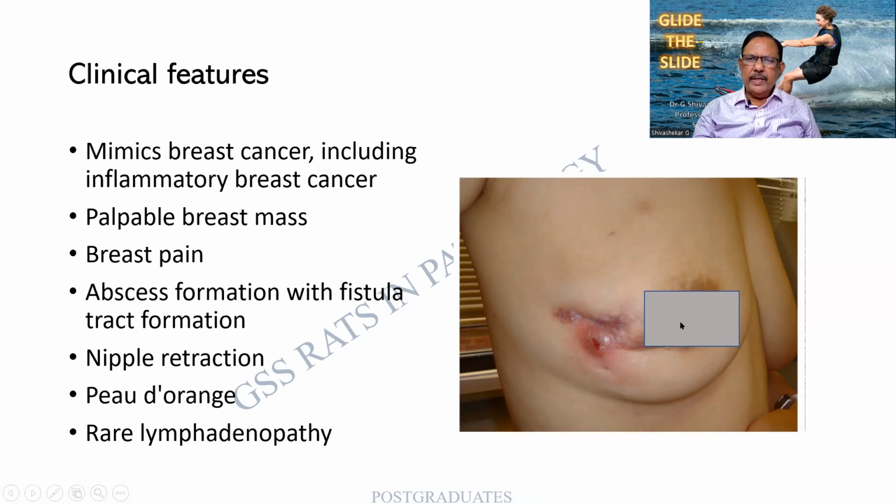Nipple retraction can be there to confuse us further, and the peau d'orange. Rarely there is a lymphadenopathy. That is a blessing in disguise. So this is the clinical picture of it. And this is probably they have drained something or taken a biopsy out and then the lesion is persistent or recurrent.